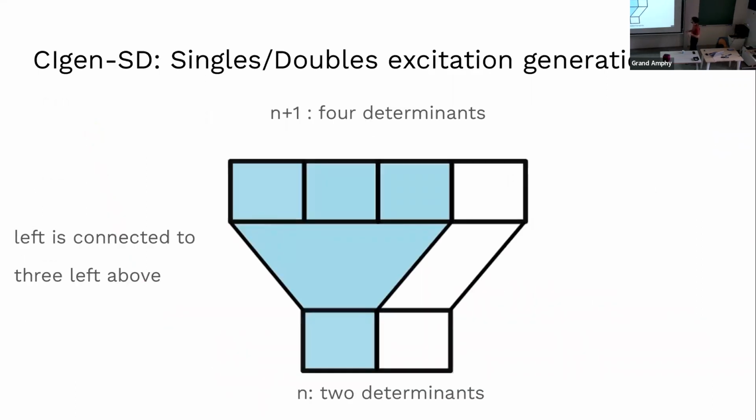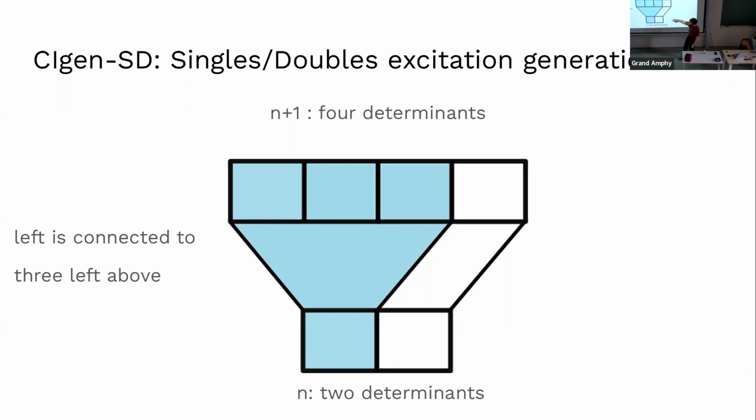Now, CIGNSD is another approach where I directly generate the single and double excitation. This is not only for numerical efficiency, as I will show. Let's say that I start from a state where I only have 2 determinants in my wave function. And from those 2, there are 4 that are directly connected by single and double substitution.